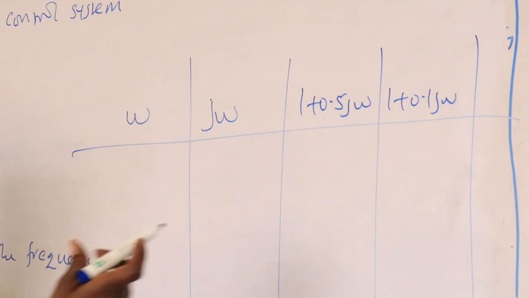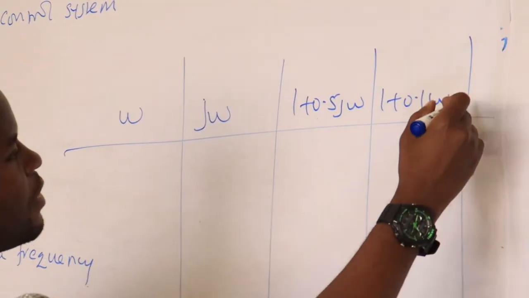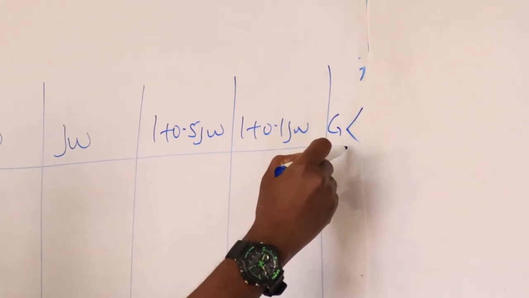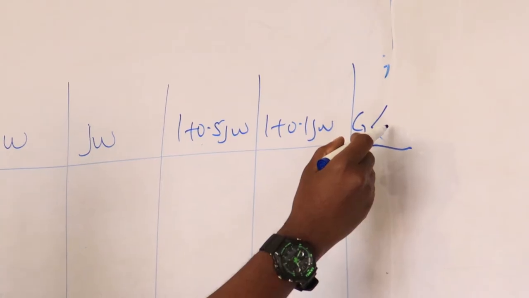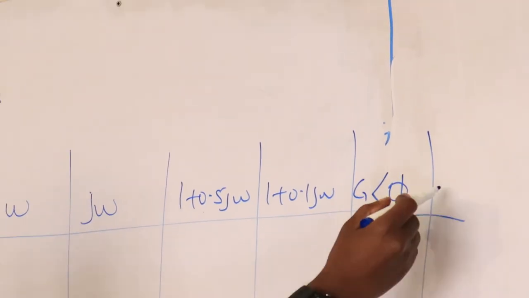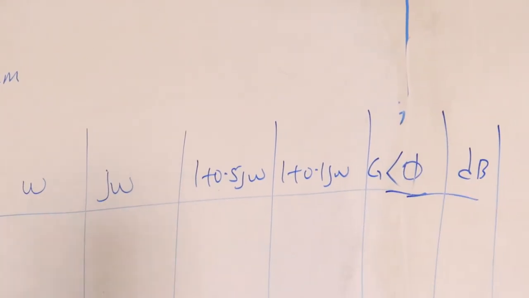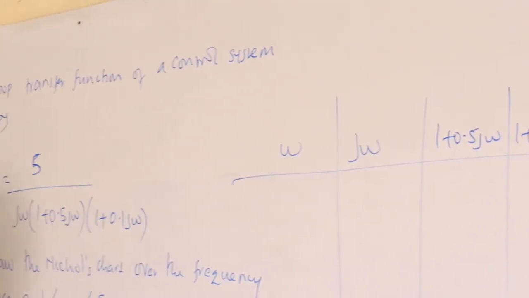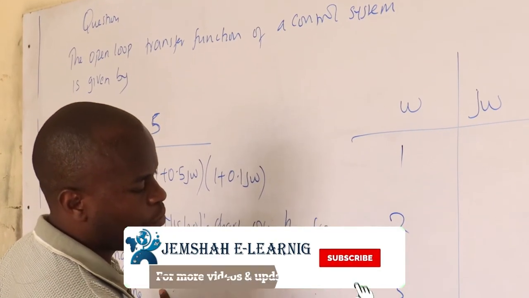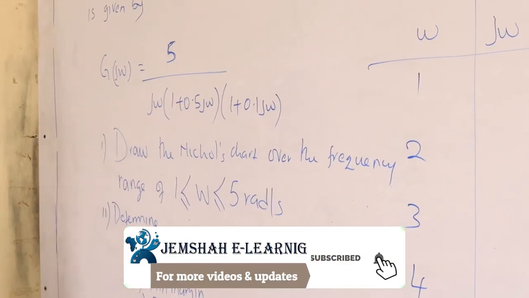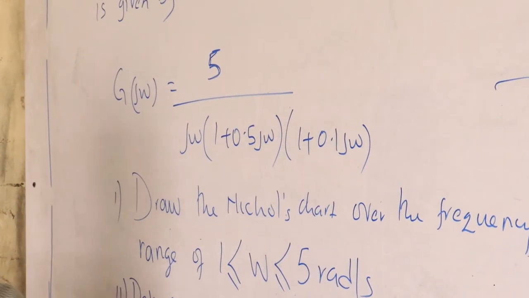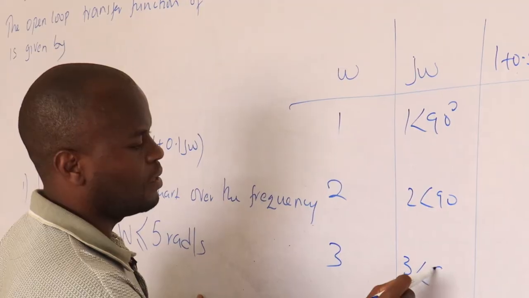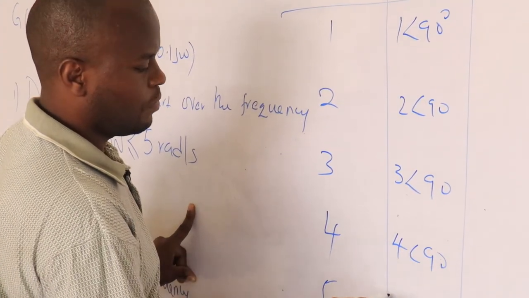Then, of course, from there you will get your G and theta. Then from there you are going to get your gain in dB. That is what you are going to do. You've been told that you can take omega as 1, 2, 3, 4, 5. Then from there, the angles will be 90, 90, 90, 90, 90.